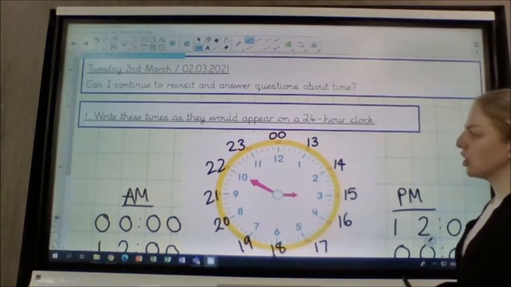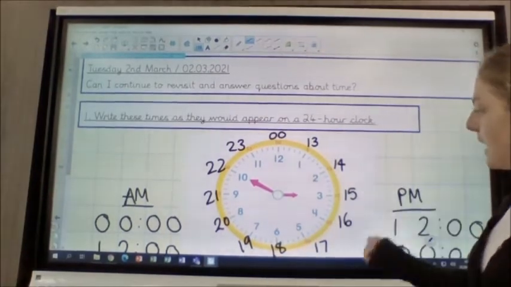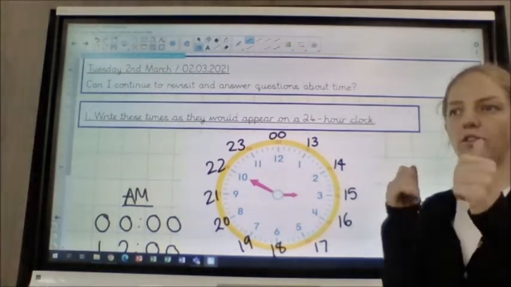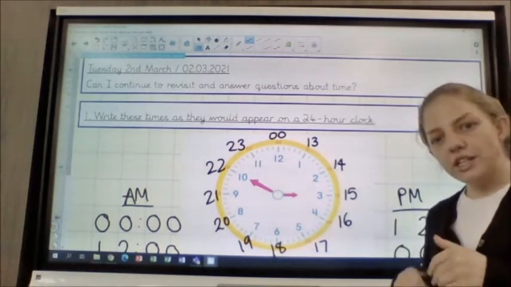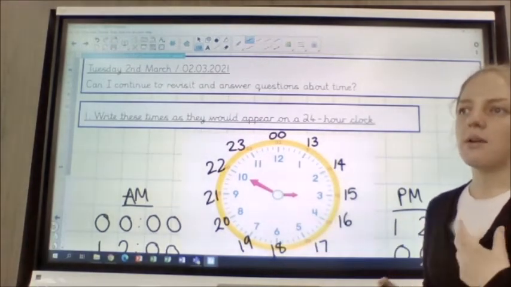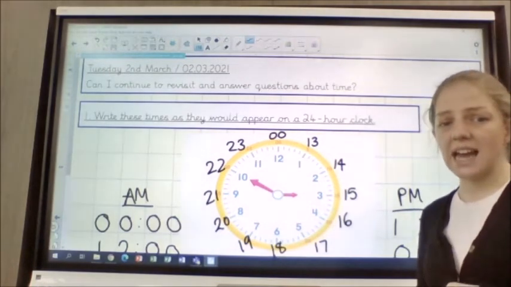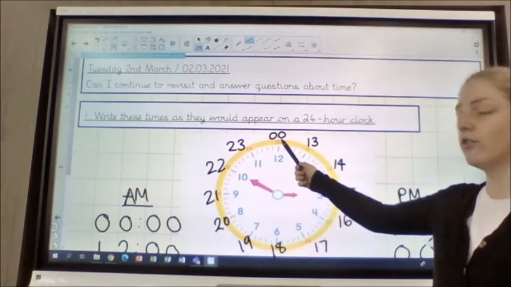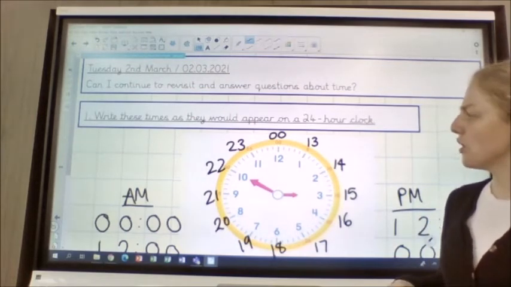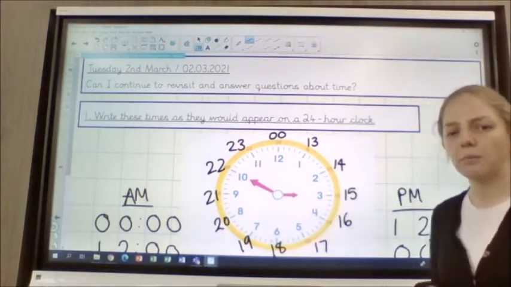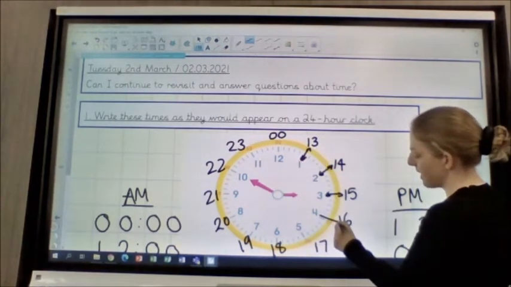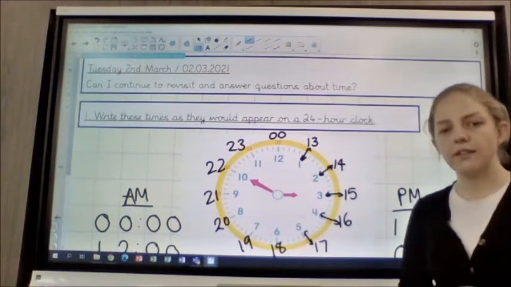Okay, so on a digital clock, your numbers go from zero all the way through to zero again. So 0, 1, 2, 3, 4, 5, 6, 7, 8, 9, 10, 11, 12, 13, 14, 15, 16, 17, 18, 19, 20, 21, 22, 23, and then zero again. So when you have your digital clock, because there are 24 hours in a day, it goes up to 23, and then for the 24th hour, it goes back to zero and resets itself for a new day. Okay, so when you are doing your conversion, use this image to help you to understand that these all mean the same thing. It's just that they're written differently when you use a 24-hour clock.